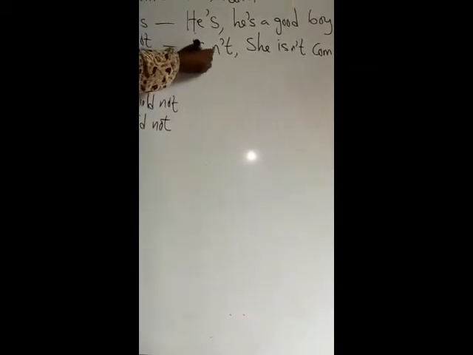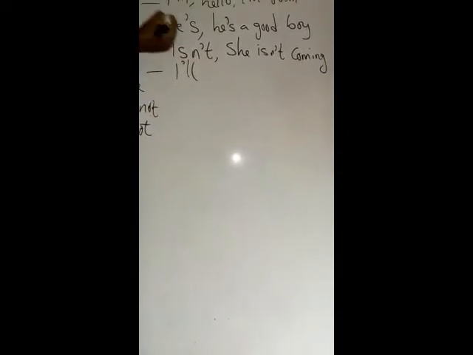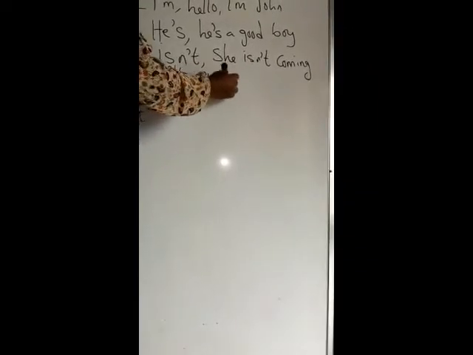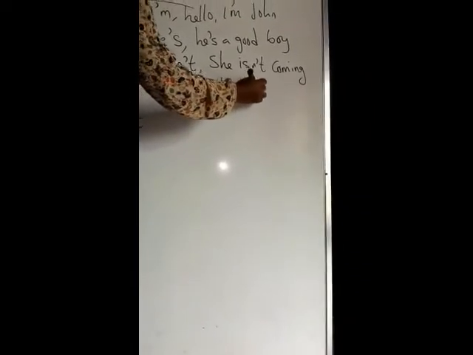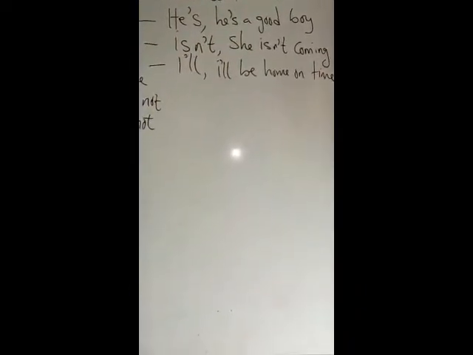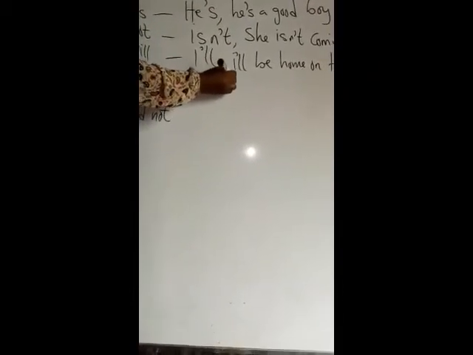I will. I'll. Okay? I'll be there. I'll be at the mall. I want to make a sentence now. I'll be home on time. I'll be coming today. I'll visit the mall. I'll visit the zoo.